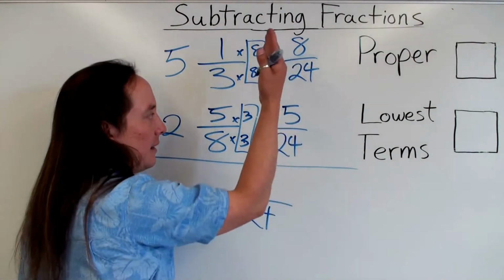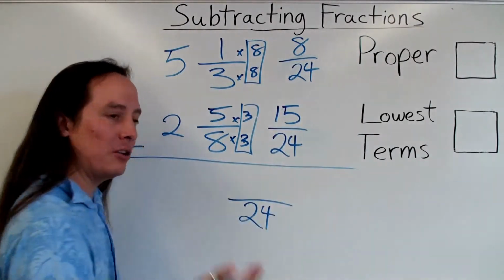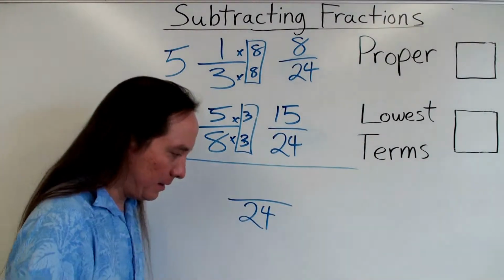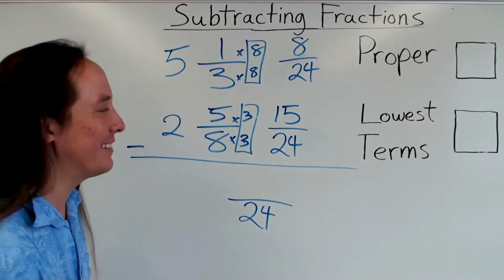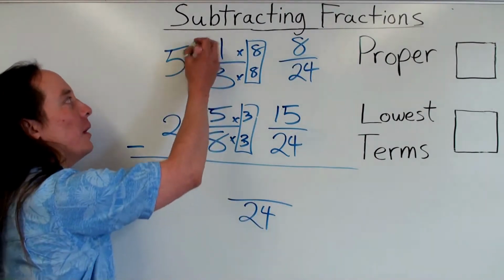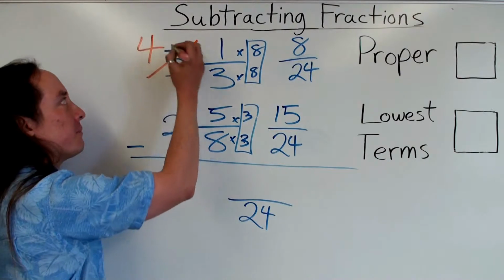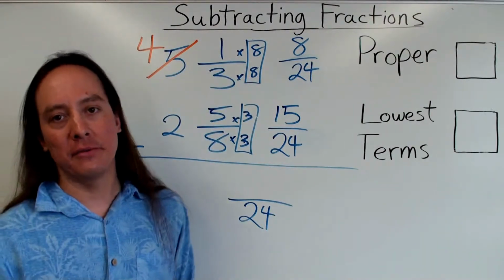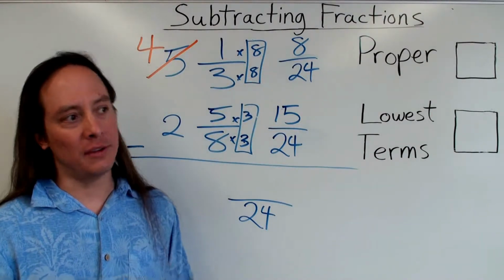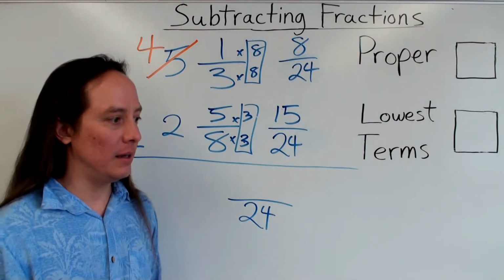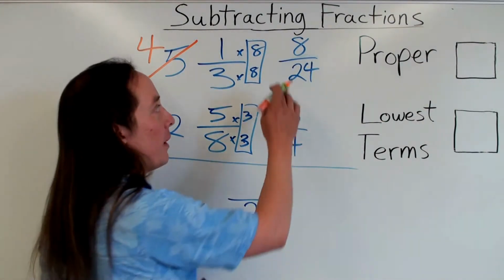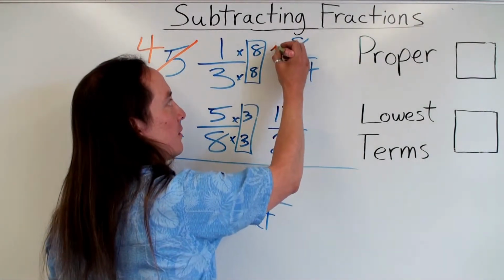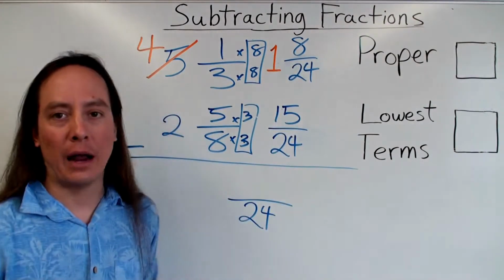So we can't take 15 away from 8. We can't do 8 minus 15. So what do we do? There's a couple of ways to do it. I'm going to show you the way I teach my students, and that is we borrow a whole number. We take 1 away from the 5. We just take 1 away from the 5. And there's 4 left. And this 1 that I borrowed, I'm going to put right here next to the fraction.